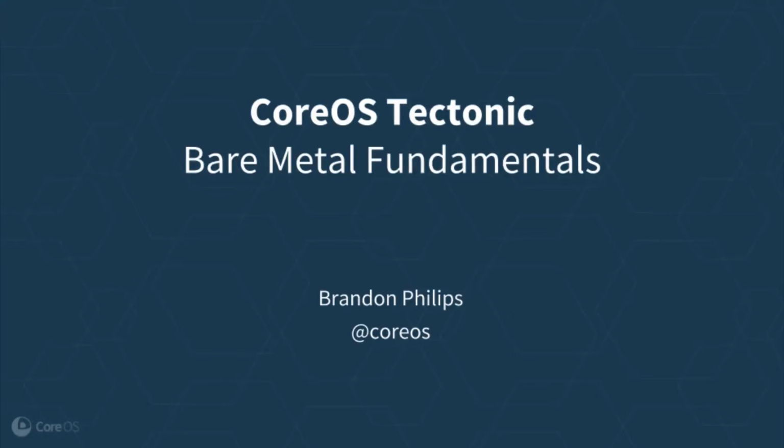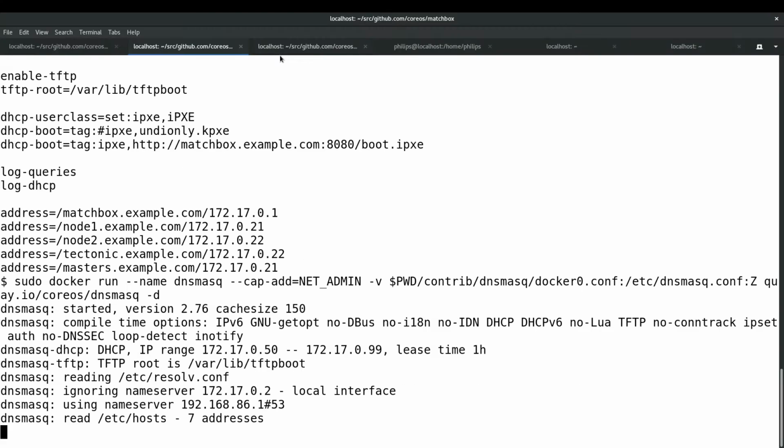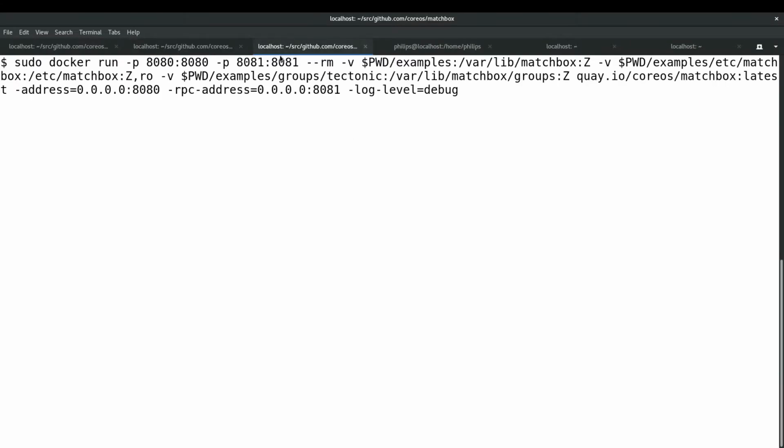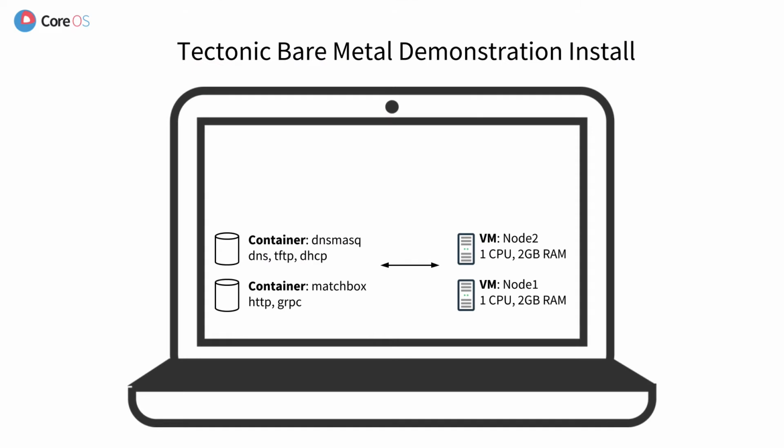Hello, I'm going to give you an overview of the CoreOS Tectonic bare metal installation. We're going to launch first two containers: dnsmasq, a DHCP and DNS server, and Matchbox, a metadata service used to configure machines over iPXE. The launching of these two containers will happen on a laptop, and the laptop will be used also to run two virtual machines that will simulate bare metal machines.